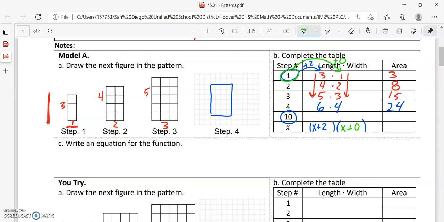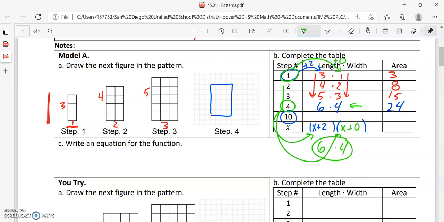We can test this with any of these steps. So I'm going to go to 4. We put in 4 for x, and we get 4 plus 2 is 6, and then 4 plus 0 is 4, and this is exactly what we have there. So we did it correctly.